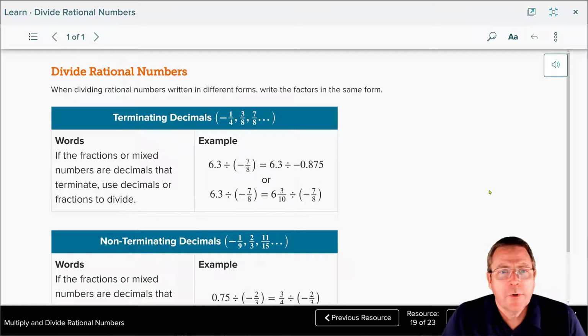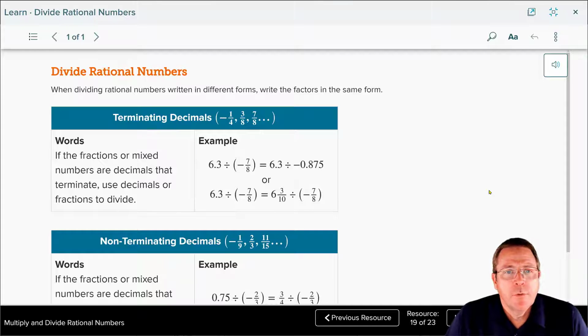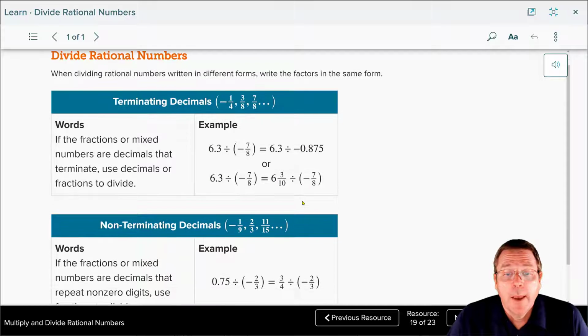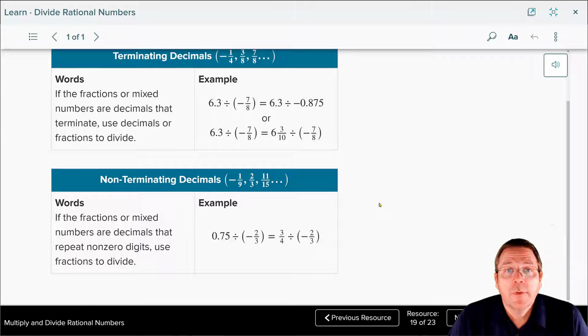Now the textbook's going to tell us the same thing as it told us for everything else: if you are working with fractions that can be written as terminating decimals, meaning the denominator is divisible only by 2's and 5's, then you have options. You can change everything to a decimal and work it, or you can change everything to a fraction and work it. However, if you do not have something that can be written as terminating decimals, meaning that the denominator is divisible by something other than a 2 or a 5, then you have to work everything as a fraction.